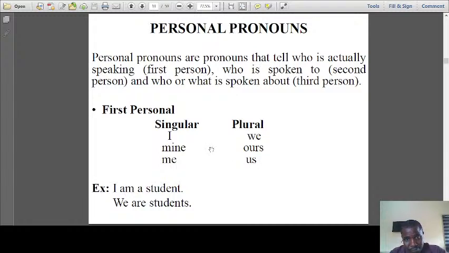For example, I am going. We are going. Mine is here. If I want to say my book, and I want to replace the phrase my book with a pronoun, I say mine is here. If I want to use plural pronouns, ours is here. Then, if I want to use the objective case pronoun, I will say, he is talking to me. I am the speaker now. He is talking to us. We have more than one person, including the speaker. Take note of that.